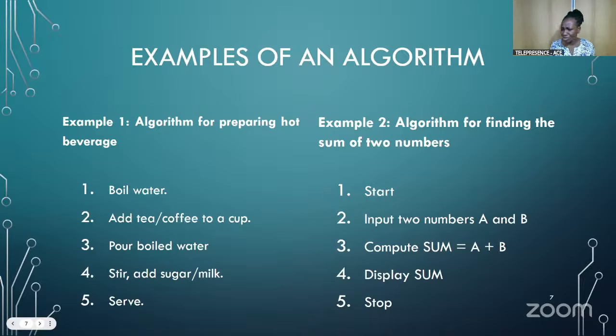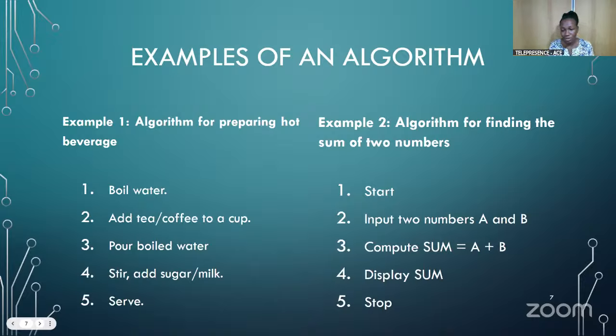Now, when you see this, someone can just say that he or she wants to prepare a hot beverage, and he sees that the person will boil water, add the beverage, whether tea, coffee, or whatever it is, to a cup. Then pour the boiled water, stir it, add sugar or milk or whatever, depends on your preference. Then serve. The person will be able to attain it. So algorithm must be able to solve that problem that you intend. Then this is another example, which is a mathematical example. It's an algorithm for finding the sum of two numbers.